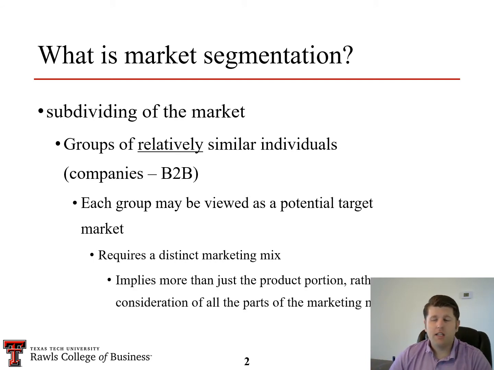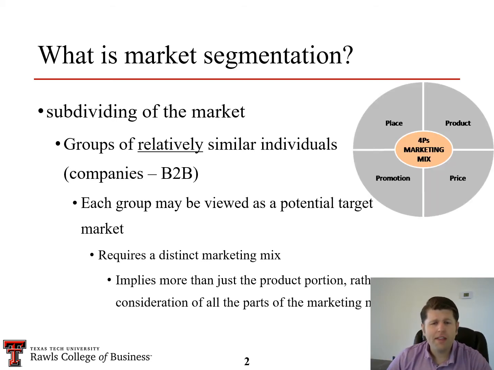So the whole idea here is that while we may have to provide different products to those different customer groups, we also have to consider other parts of the marketing mix. So with that, we may have to target them with different promotions. We may also have to price our products differently. We may also have to place our products in different areas to get the attention of those other customers. So with that, we consider all 4 P's of the marketing mix whenever we're considering different target markets.